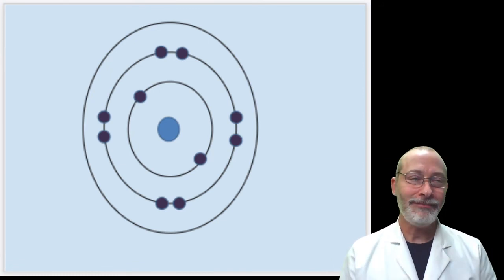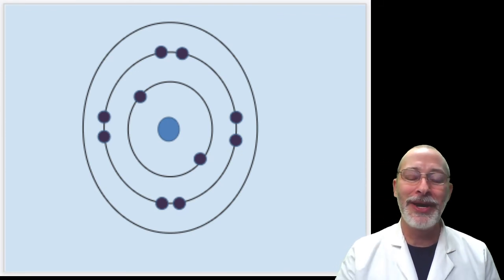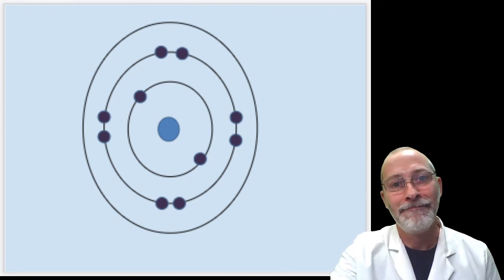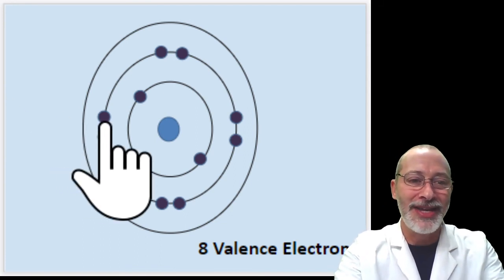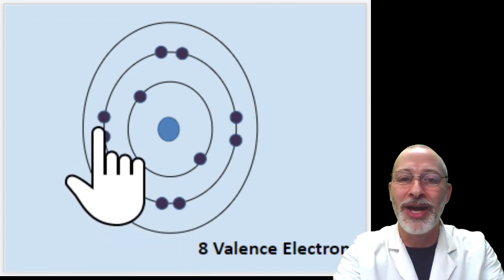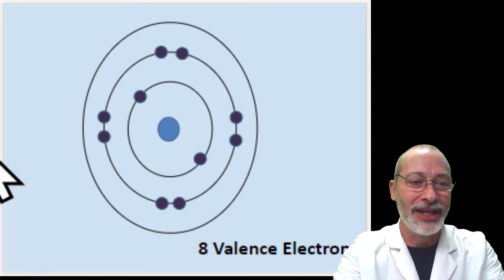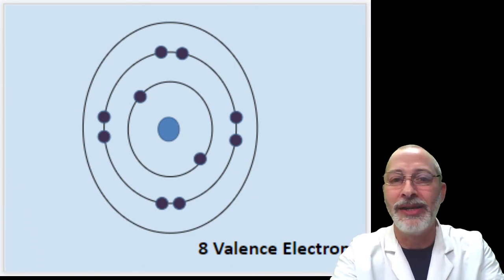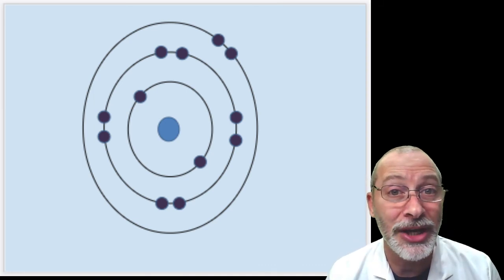10. How many valence electrons are in this diagram? 8. You're correct. Very good. Second energy level is the outermost energy level with any electrons. We've got 2, 4, 6, 8 valence electrons. Let's try this again, and I will try not to give you the answer this time. What is the total number of electrons here?